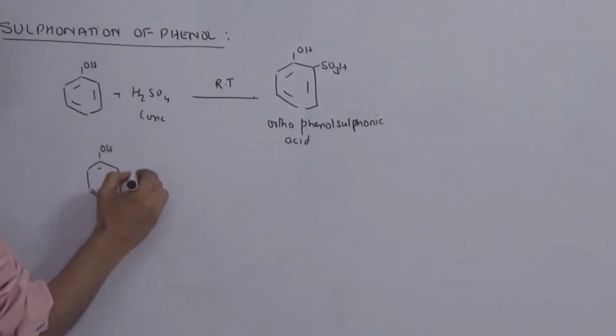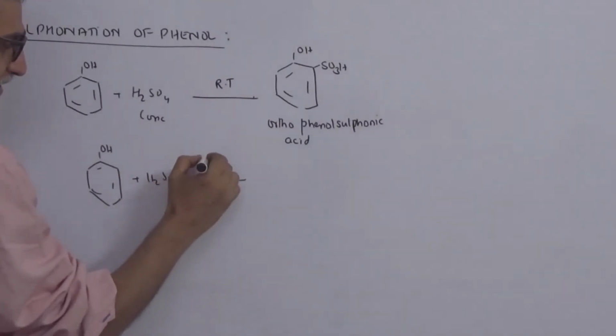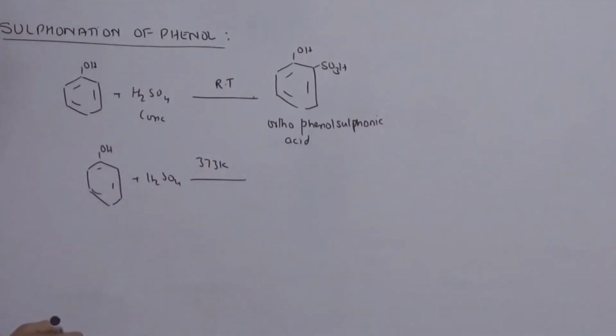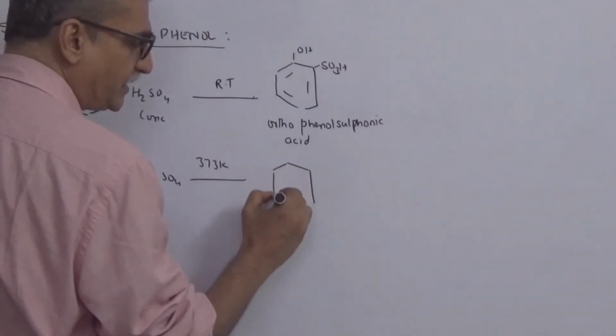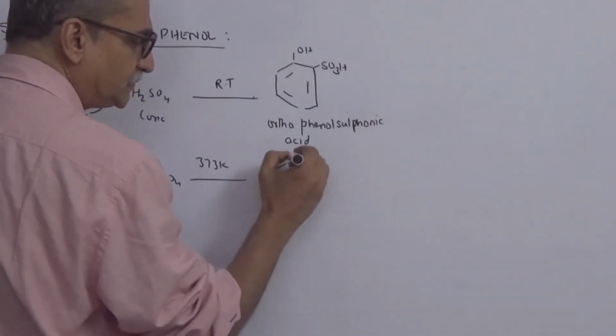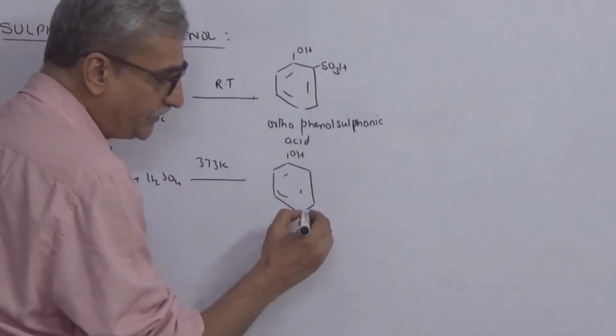Now the same thing at 100 degrees Celsius, that is 373 Kelvin. The moment you raise the temperature, at 373 Kelvin, you get paraphenol sulfonic acid. So that is the action of sulfuric acid on phenol at different temperatures.